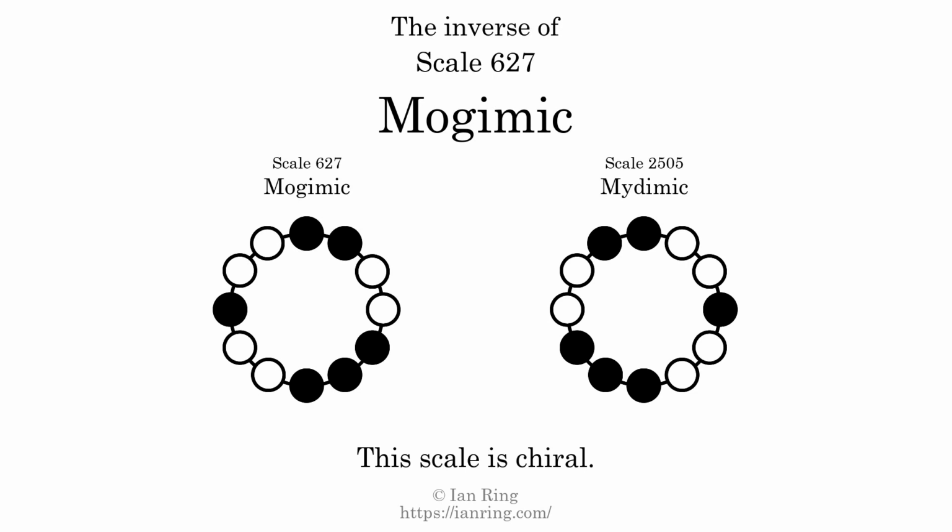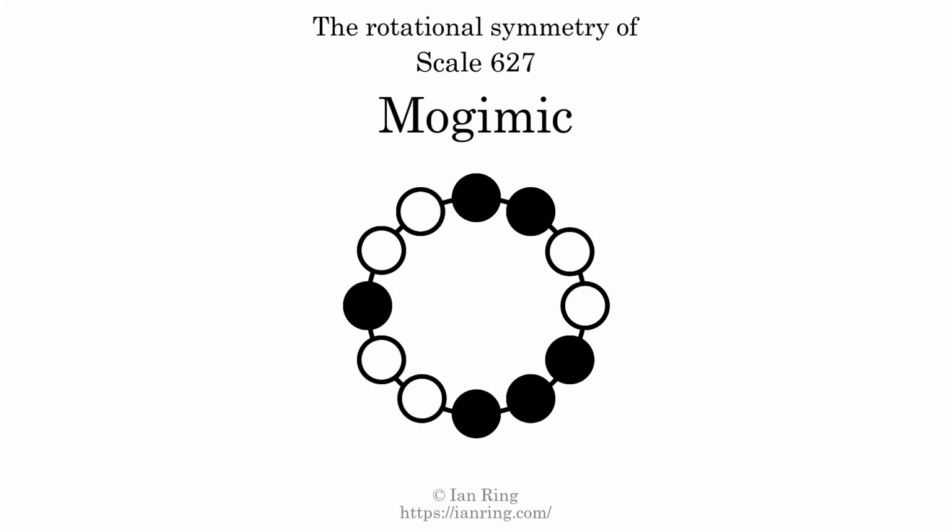The inverse of a scale is a mirror image. It is what you get when the sequence of intervals is reversed. The inverse of this scale is scale 2505, also known as Mogimic. This scale is chiral. It cannot transform into its inverse by rotational transformation. This scale has no rotational symmetry.